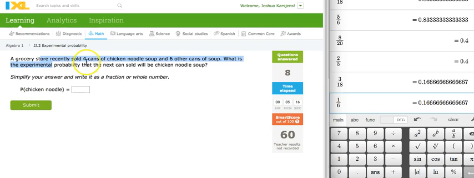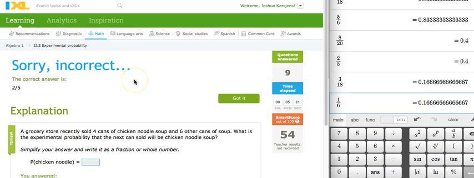There we go. Here we go, back to more food. A grocery store recently sold 4 cans of chicken noodles. What happened to the cream of mushroom? Oh no. So 4 out of 6 cans. What is the experimental probability the next can will be chicken noodle? 4 out of 6 is 2 out of 3. I'm not even going to waste my time on that. What?